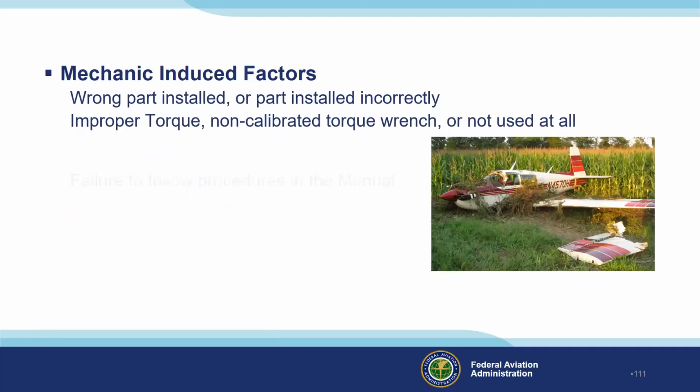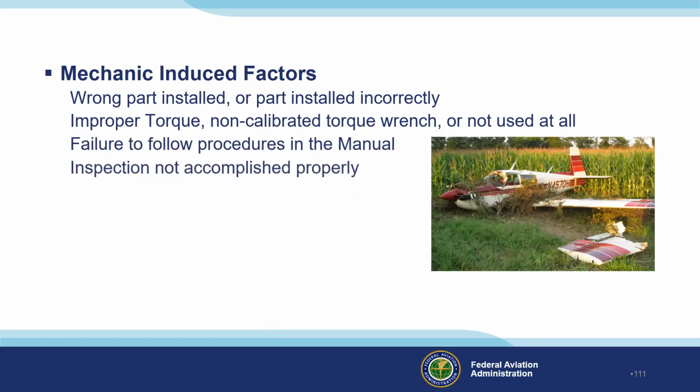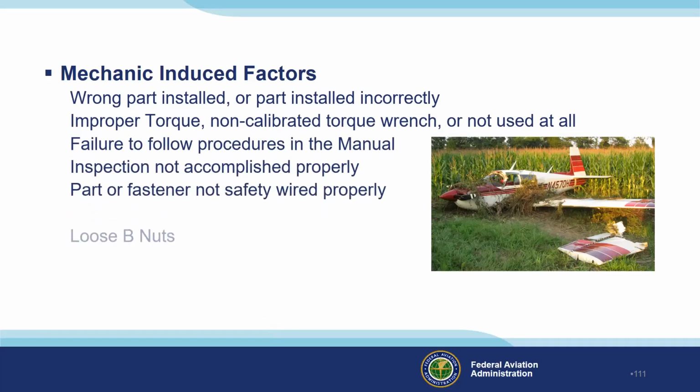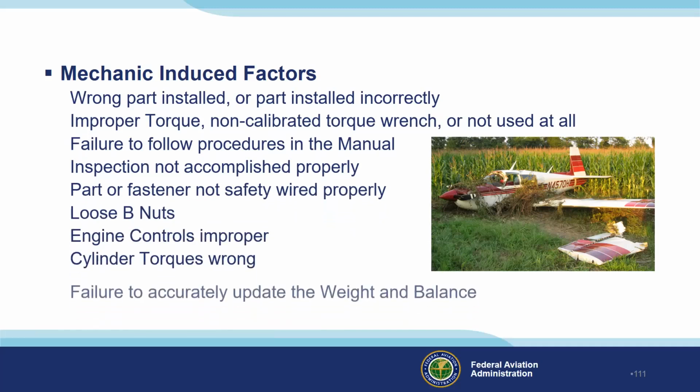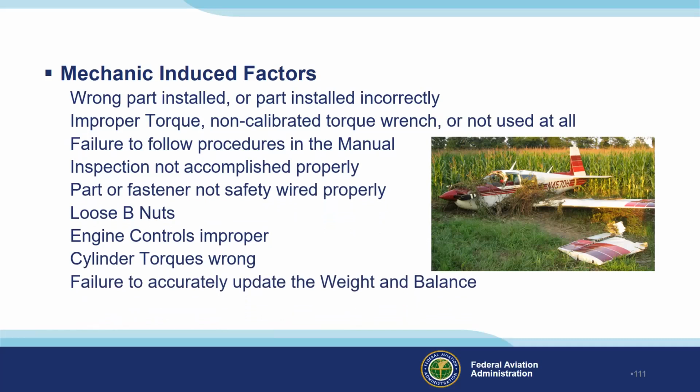So mechanic-induced factors, here are some of them. Installing the wrong part, improper torque, or a non-calibrated torque wrench, or maybe not even using a torque wrench at all. I won't read them all, but you can see them here. The loose B nuts and the engine controls improper and the cylinder torques. Those three were the three leading causes of accidents after maintenance, and they were part of our topic of the quarter, I believe.